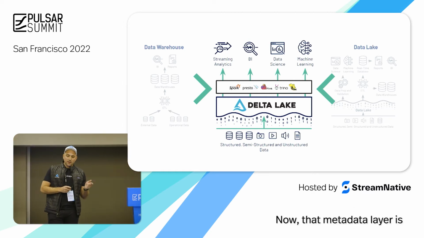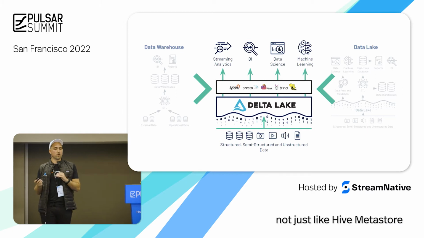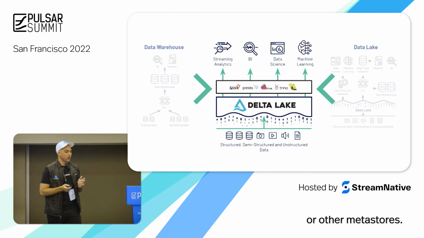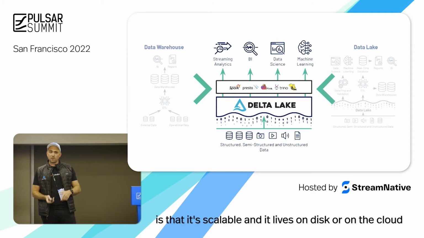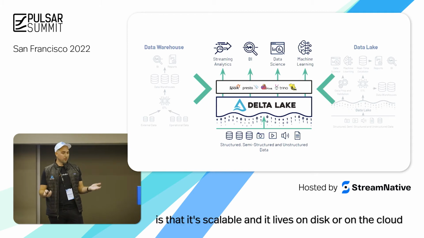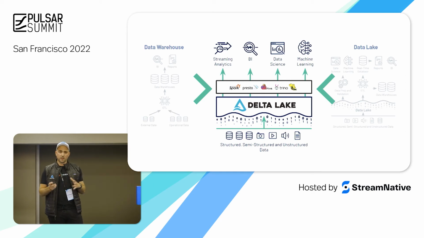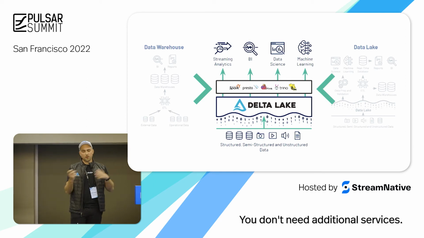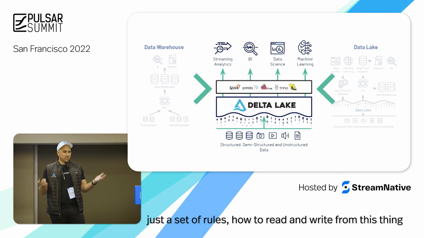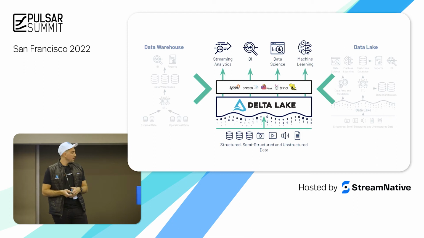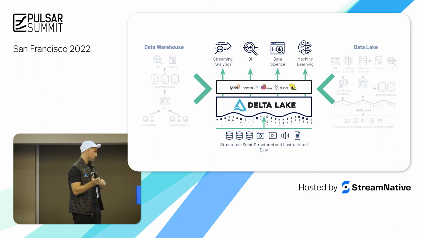Now, that metadata layer is not just like Hive Metastore or other metastores, right? The key to that transactional layer is that it's scalable and it lives on disk or on the cloud storage together with your actual data. So it doesn't need to move around. You don't need additional services. All you need to do is implement the protocol, right? So just a set of rules, how to read and write from this thing, and you're off to the races, right? There's no need for separate services.